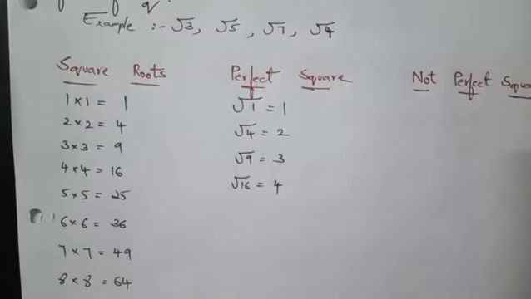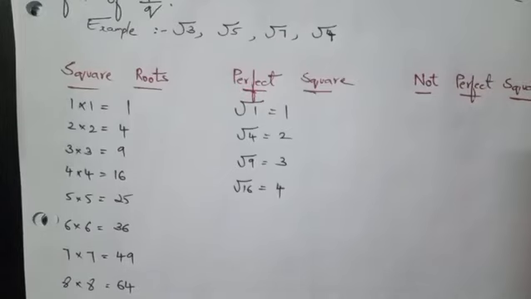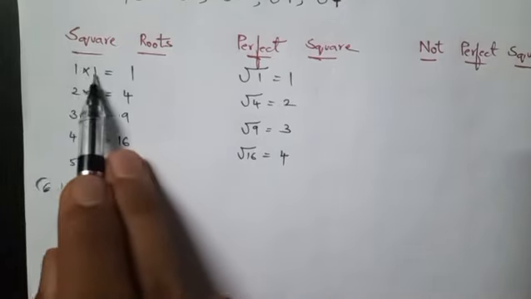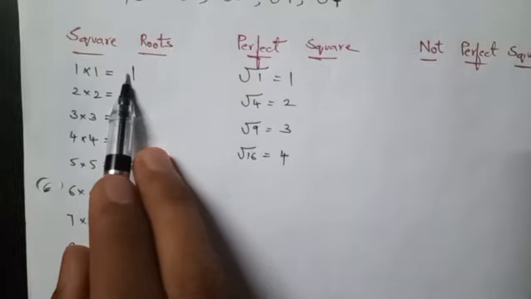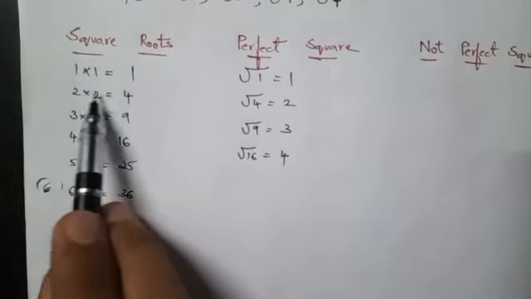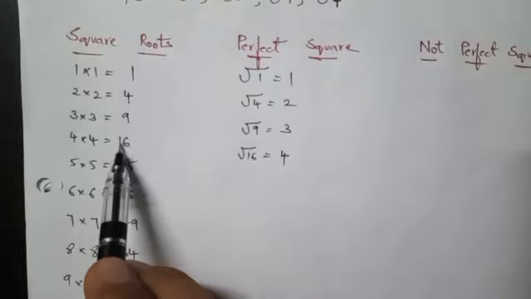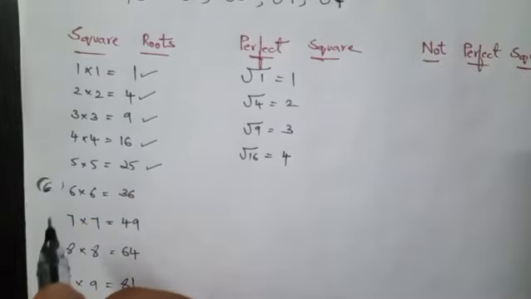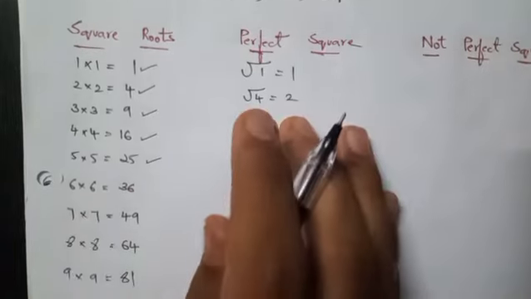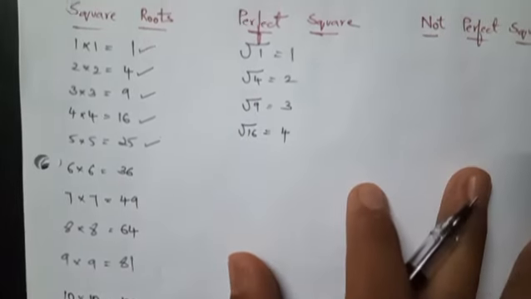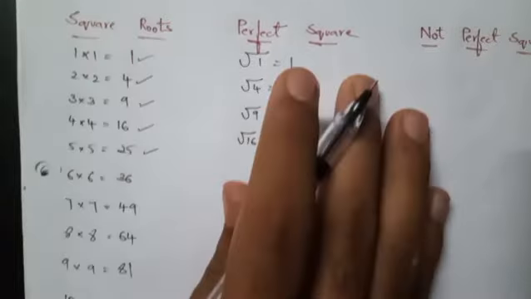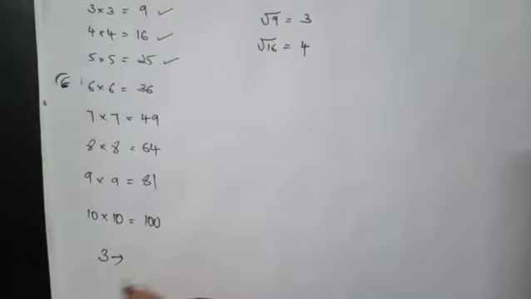First of all, to understand that, we have to understand what are square roots, perfect squares and not perfect squares. So what are squares? The number obtained by multiplying a number by itself. Like 1 one is 1, 2 twos are 4, 3 threes are 9, 4 fours are 16. These 1, 4, 9, 16, 25, 36, 49, 64, 81 and 100 are all perfect squares. Then 3 is not one.